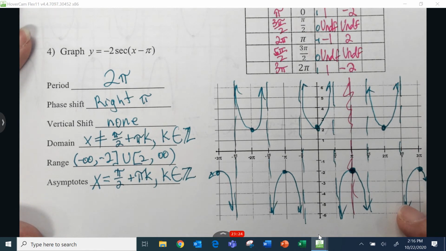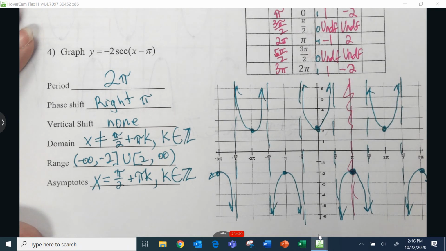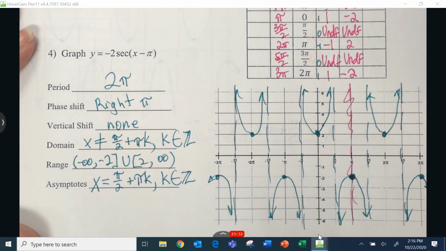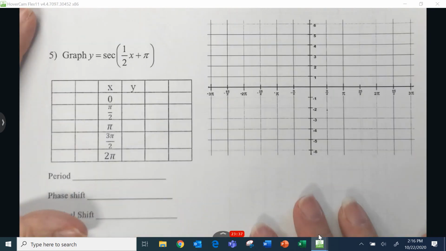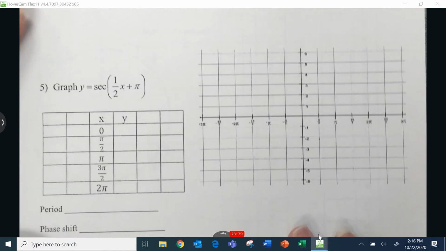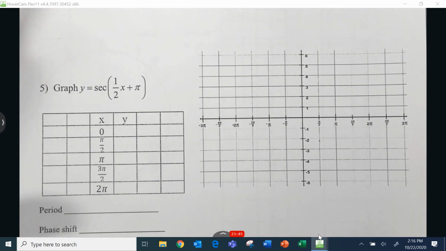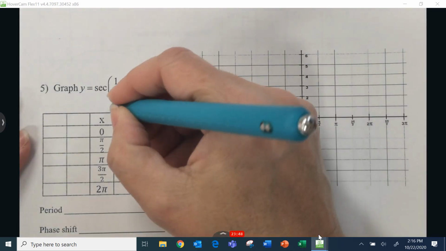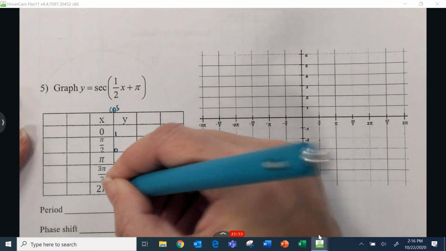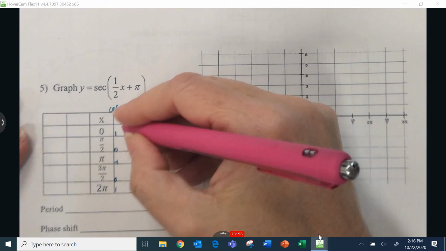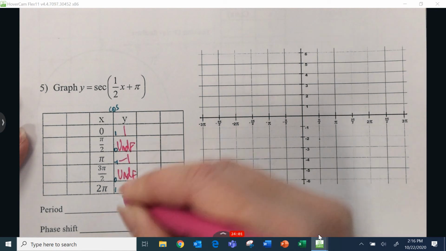Yes, Bill? So if the period was bigger, would that affect the asymptote? Mm-hmm. And the very next one has that example, so let's do it. We're going to graph y equals secant of 1/2 x plus pi. So the first thing I'm going to do is, secant is cosine. So cosine is 1, 0, negative 1, 0, 1. So we get 1, undefined, negative 1, undefined, 1.